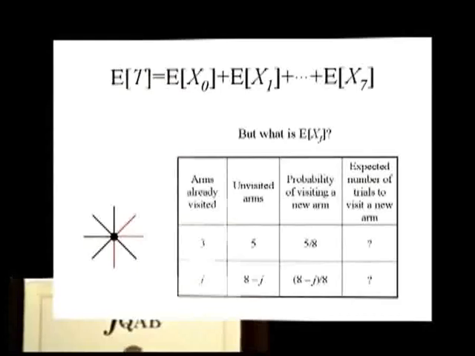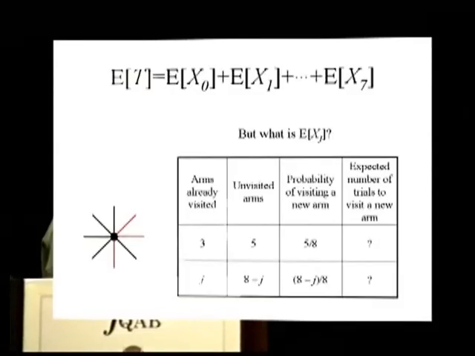No. Sometimes you need to go downhill before going uphill. Each one will be easier. So if we could somehow figure out this simpler problem, we would be done. So let's try to find the expected value of x sub j. This means that when the rat had visited j arms, how many trials did it need on average to visit a new one? It's always good to start with an example.